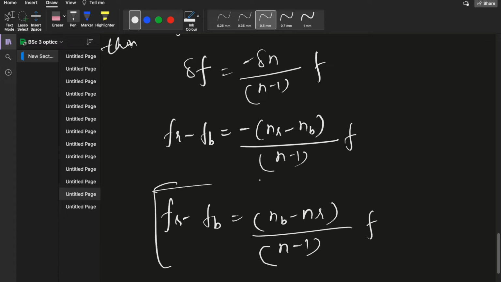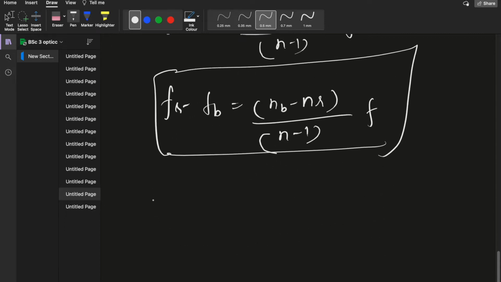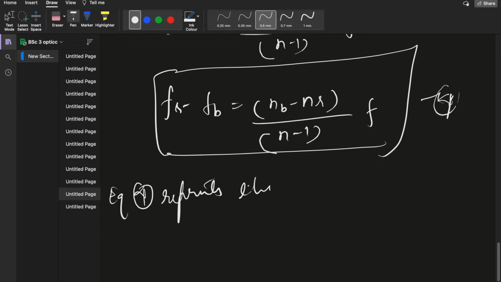So this equation represents equation 4. Equation 4 represents the chromatic aberration. So we have seen another method for the derivation of chromatic aberration.